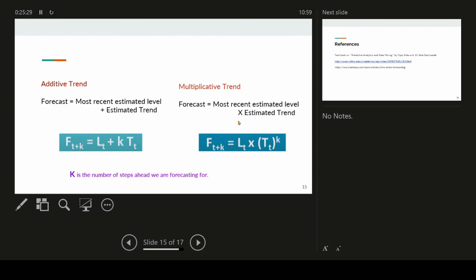So this is how the additive trend and multiplicative trend work. The forecast is equal to the most recent estimated level plus the estimated trend, and that is the additive trend. That is f of t plus k, where k represents the number of steps ahead we are forecasting. And in the multiplicative trend, we will be multiplying both. That's it.